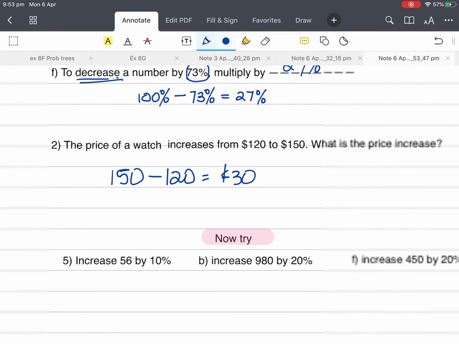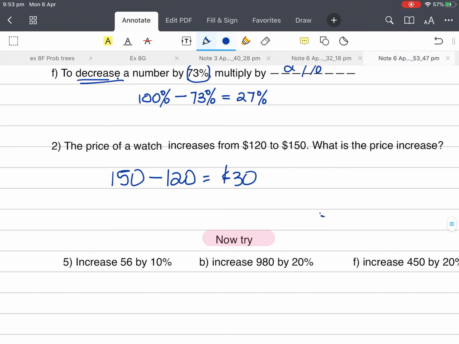$30. Nice and easy. Now we don't have to do any percents there because it's not asking us to figure out any percents, is it? Just the price increase. Alright, let's keep going.